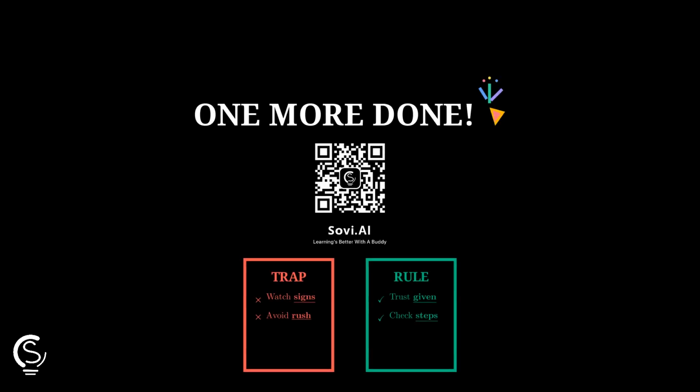Trap, rushing past what the graph allows. Rule, trust the given curve and check each point's location carefully.